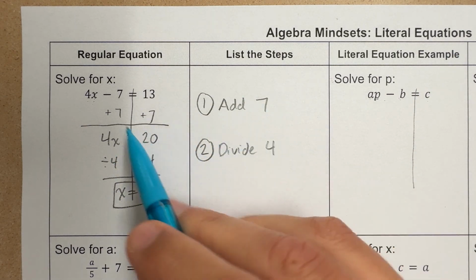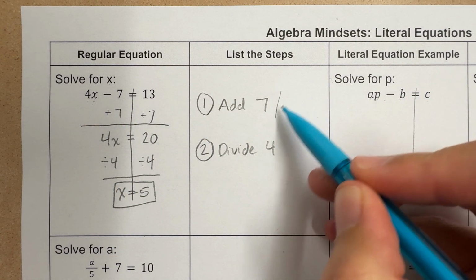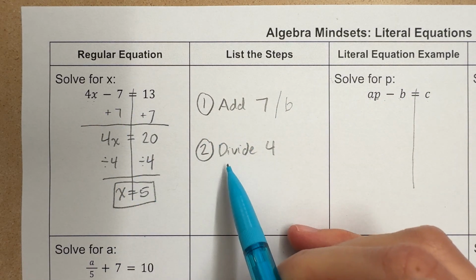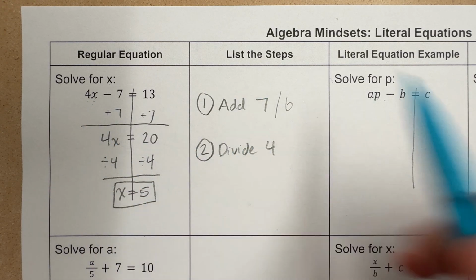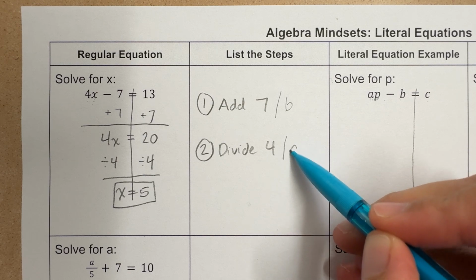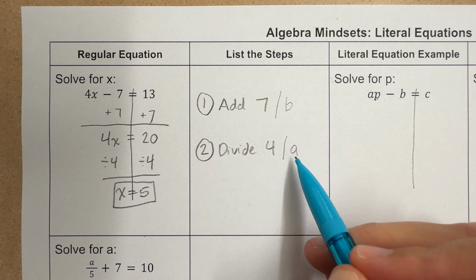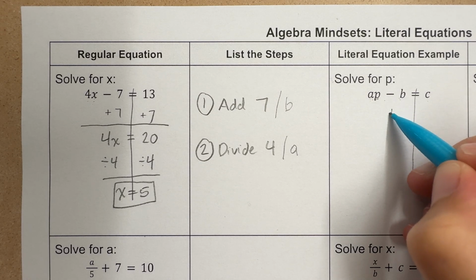So here I added 7. Look, what's in the same position as 7? This letter b. So look, I'm going to add b. And then the next thing I did over here was divide by 4. What's in the same position as that number 4? This a. So then I'm going to divide by a. That's my solution path. I'm going to add b and then divide by a. Let's take a look. I'm going to add b to both sides.